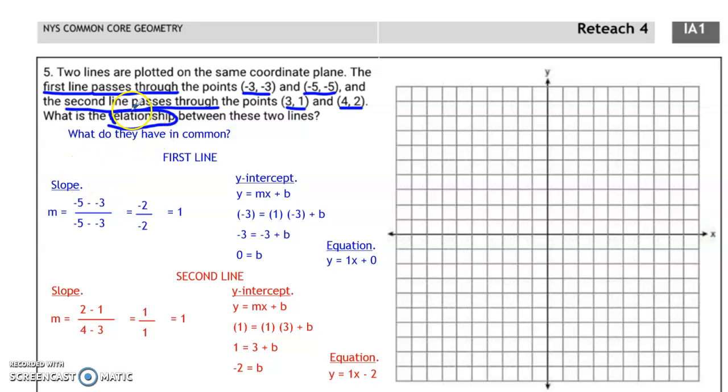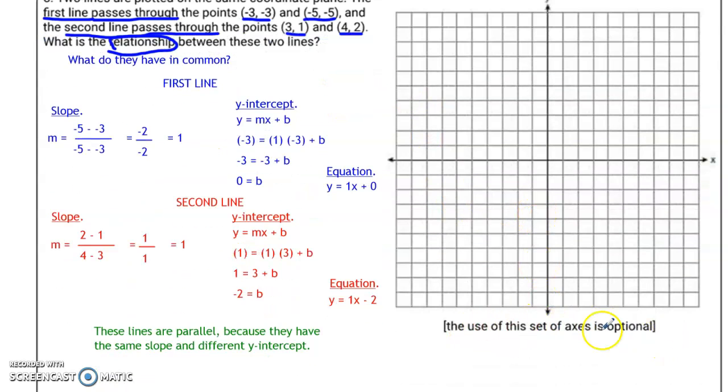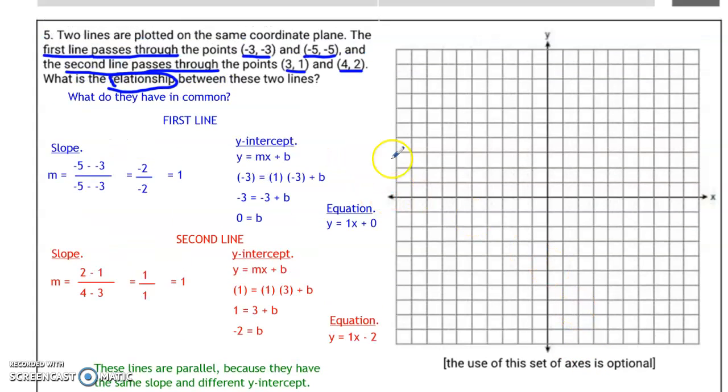All right, the question asks for what the relationship is between these two lines. In other words, what do they have in common? It gives us points, and instead of using the grid, because it says the use of the set of axes is optional, I'm going to try to do this using algebra. If you're a more visual learner, you can plot these points. As a matter of fact, I'll plot them for you now.